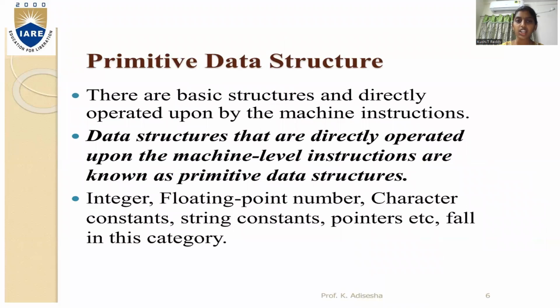Primitive data structures are basic structures and these are directly operated upon by the machine instructions. Data structures that are directly operated upon by machine level instructions are known as primitive data structures. Integers, floating point numbers, character constants, string constants, pointers, etc. fall in this category.